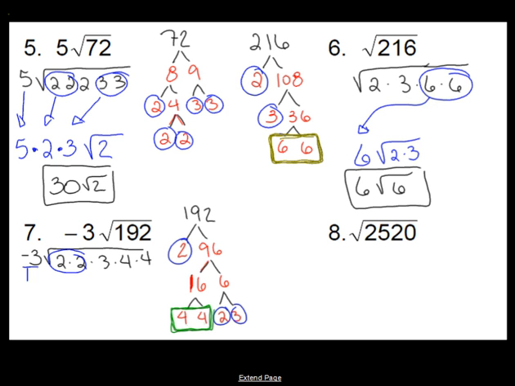Remember, first this one can come straight down. It doesn't need a pair. These 2's come out. These 4's will come out. I'm left with the square root of 3 inside the radical. I multiply the numbers on the outside: 3 times 2 times 4. So I get a negative 24 times the square root of 3.